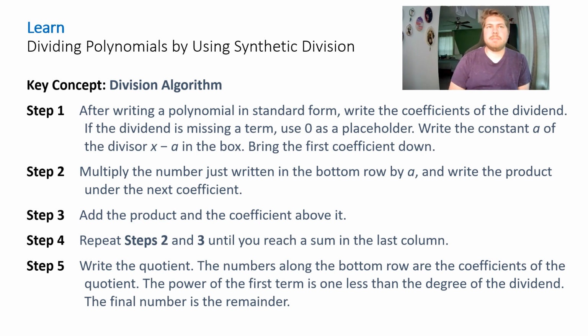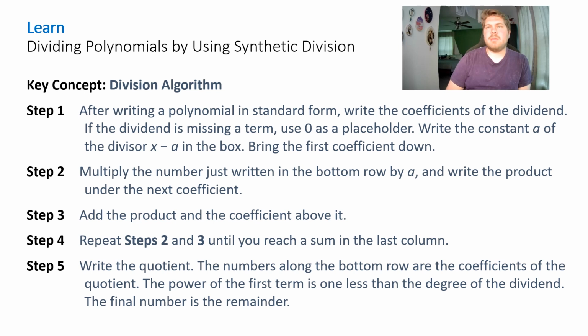So after writing a polynomial in standard form, which is the same thing you did before, write the coefficients of the dividend. If the dividend is missing a term, use 0 as a placeholder. Now, we did that before with long division. We're going to do that same idea. It's important that you do that or else it won't divide properly. And then write the constant a of the divisor in a box.